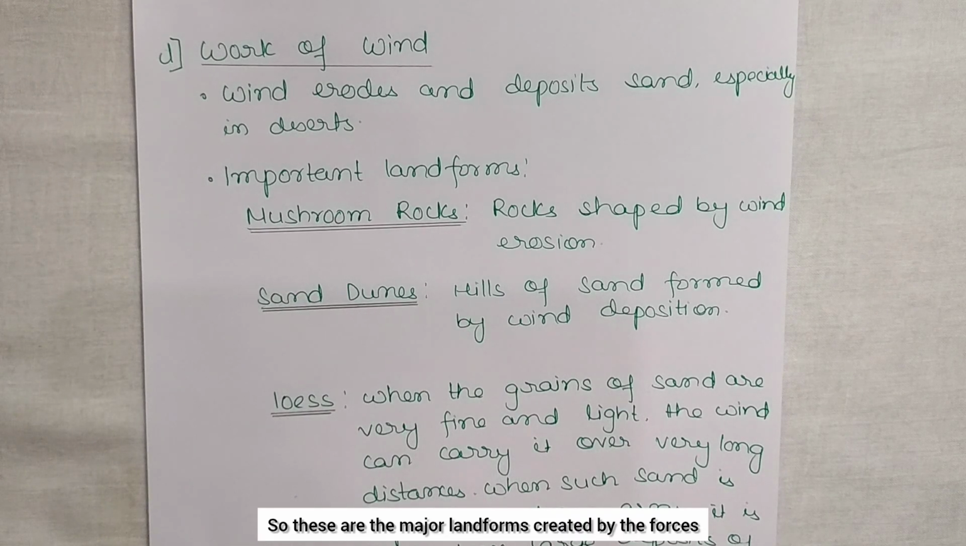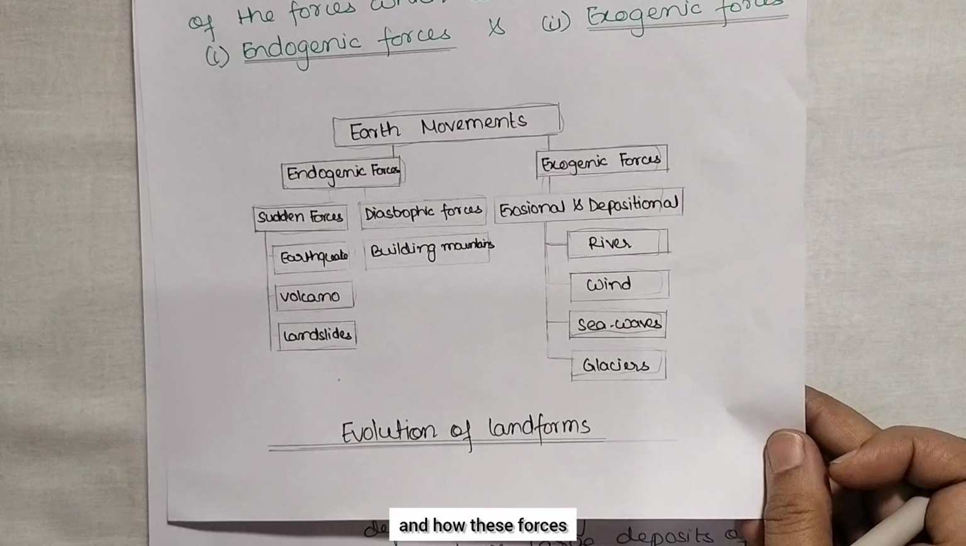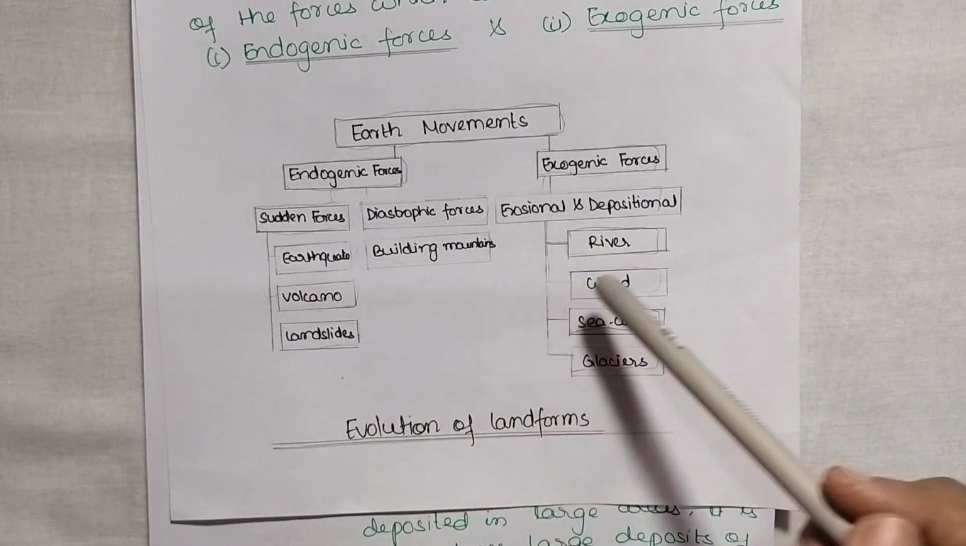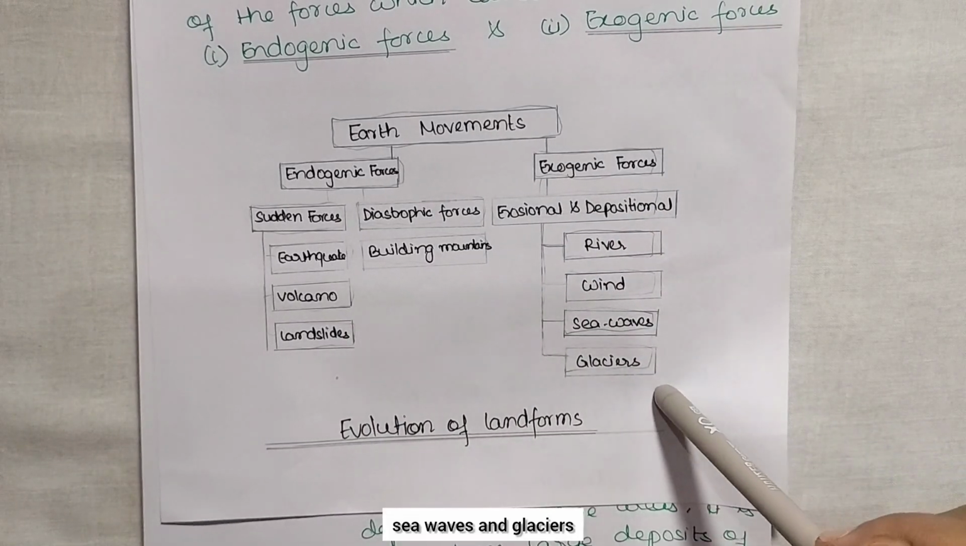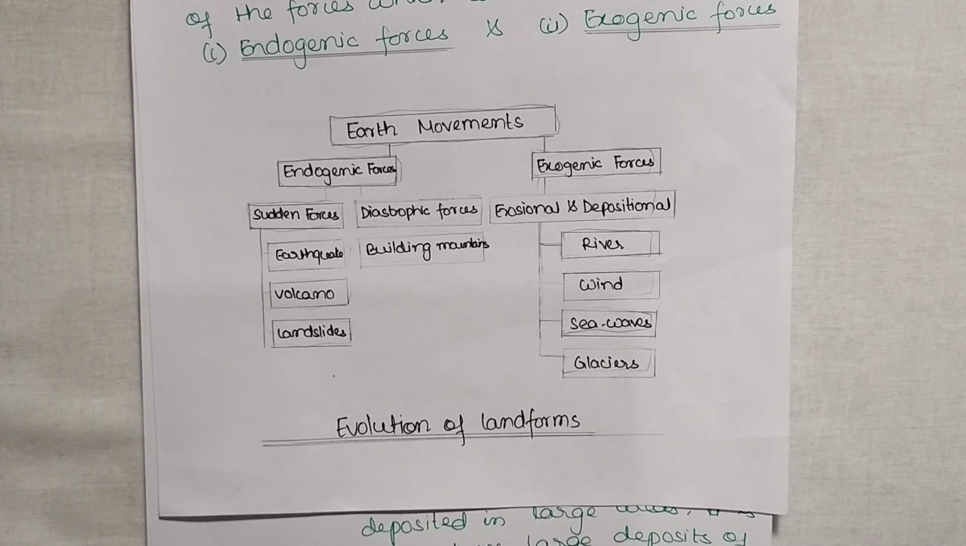So these are the major landforms created by the forces, and here we have seen the work of a river, the work of ice, the work of wind, and the work of sea waves, isn't it? So this is our changing earth that we have seen: the earth movements, endogenic forces and exogenic forces, and how these forces, including sudden forces like earthquakes and volcanoes, and then erosion and deposition by river, wind, sea waves and glaciers, form different landforms. So this much today.